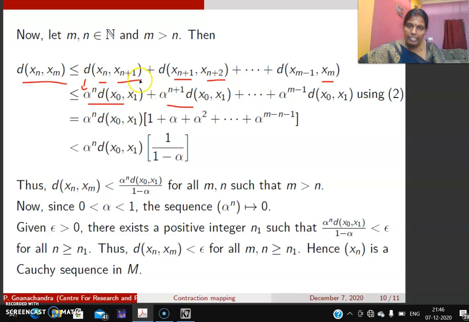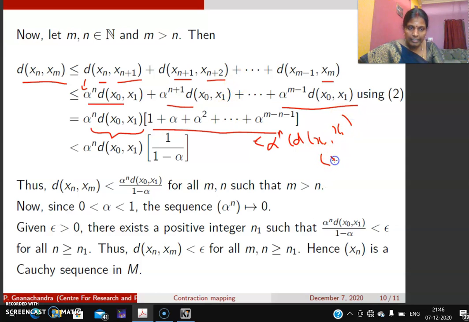Now I have to supply the value of this using the above iteration process one by one. This d of xn comma xn plus 1 becomes alpha to the power n into d of x naught comma x1, and this one becomes alpha to the power n plus 1 into d of x naught comma x1, and so on. In these terms, alpha to the power n into d of x naught comma x1 is common, so we took it outside. Here I have applied strictly less than, because I have taken 1 plus alpha plus and so on, that is an infinite sum. Here the sum is finite, but I have taken the infinite sum, so the inequality becomes strict.